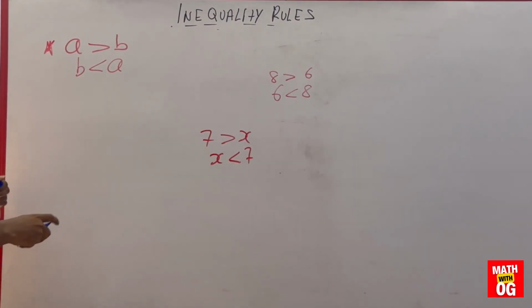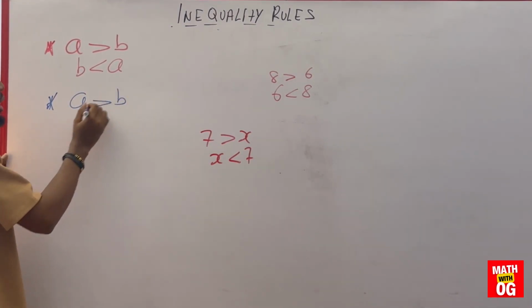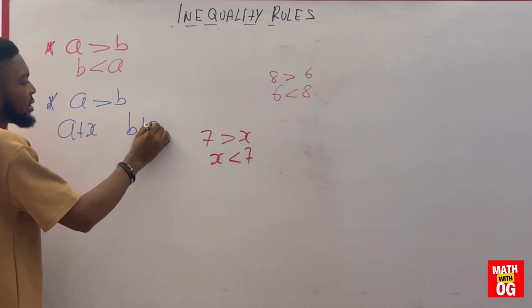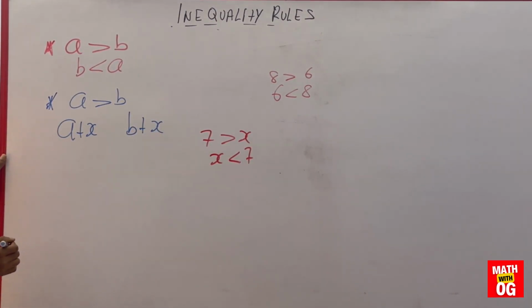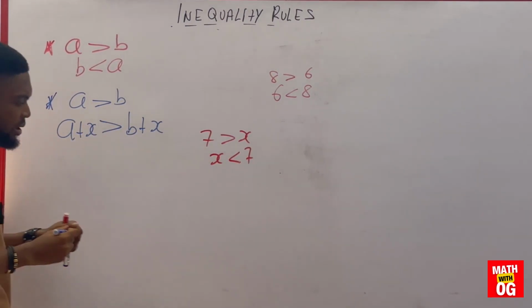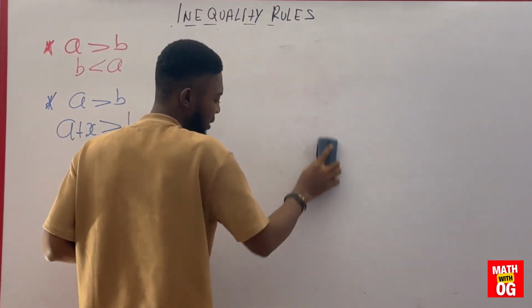Now over to the second rule. For the second rule, if you have A greater than B and you are adding a number to both sides of the inequality sign, your inequality sign remains intact. Now let's check if that is true.